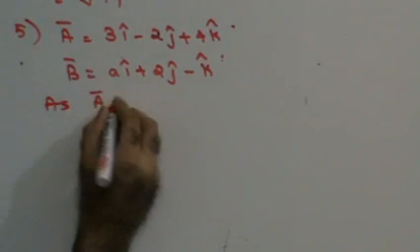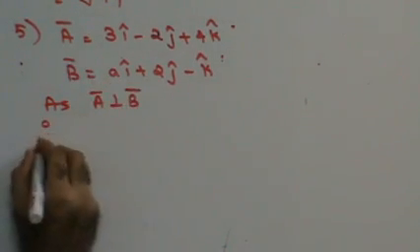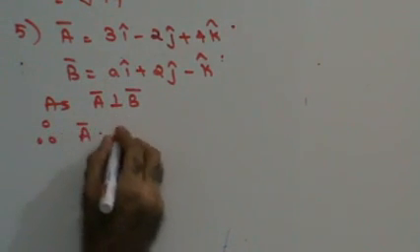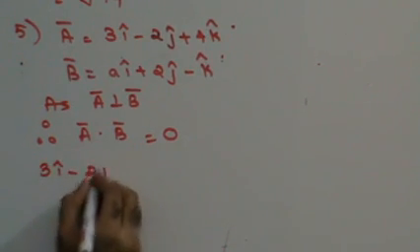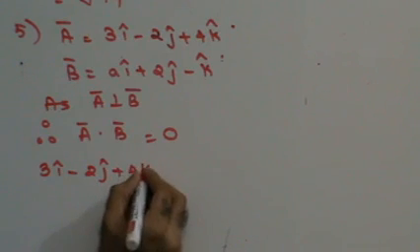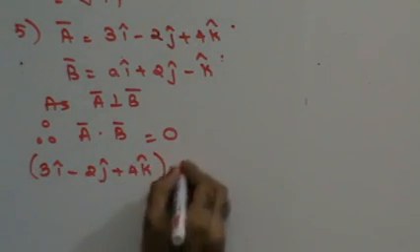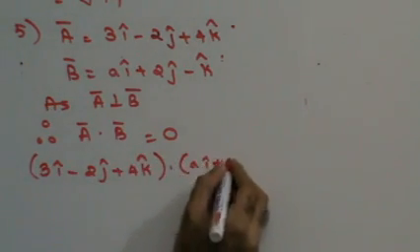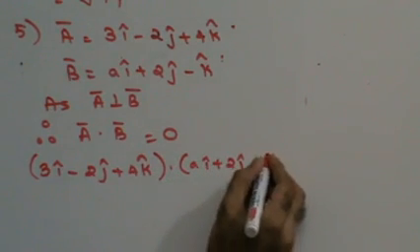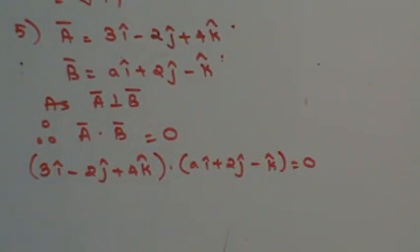As A vector is perpendicular to B vector, therefore I can say that A vector dot B vector should be equal to 0. If two vectors are perpendicular to each other, their dot product will be 0. That's one of the properties of dot product. So I can therefore say that 3i vector minus 2j vector plus 4k vector dot a i vector plus 2j vector minus k vector is 0.